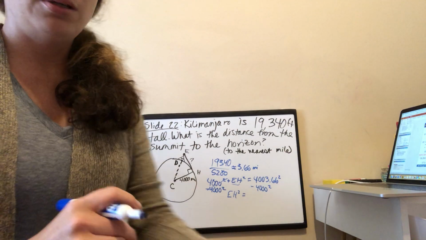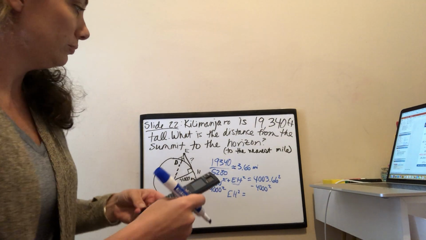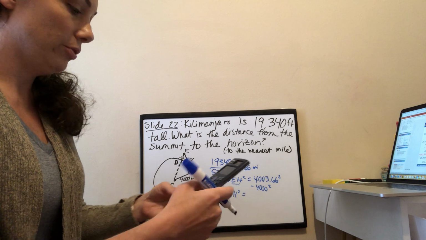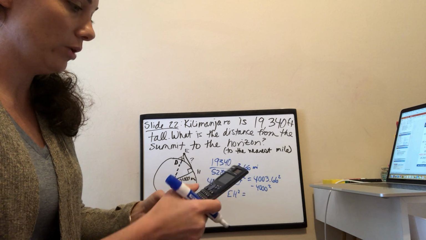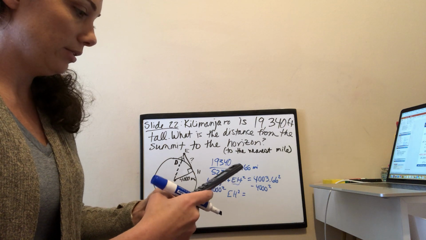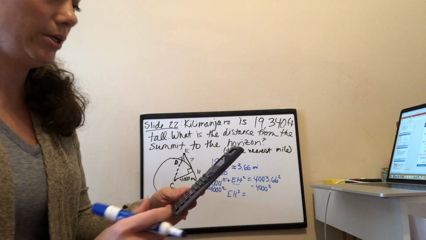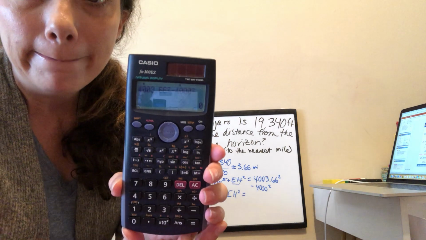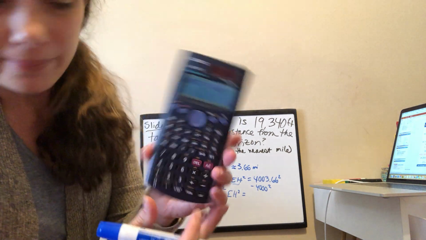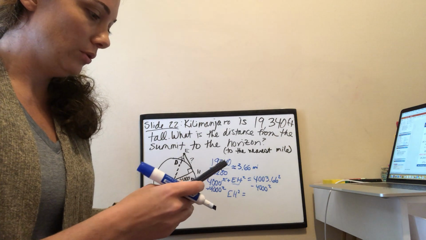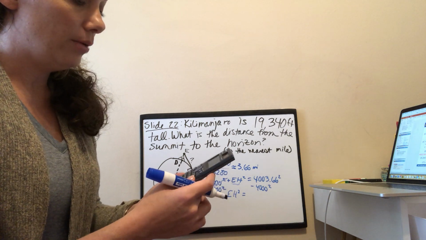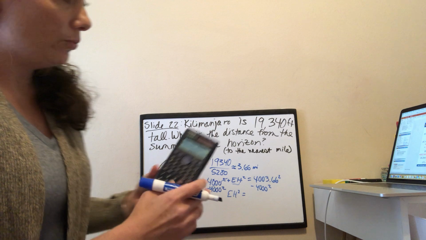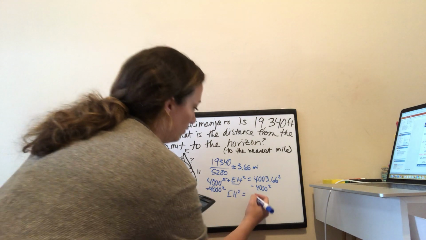And get out my calculator, why not? Okay, so 4,000 plus 3.66 squared minus 4,000 squared. Can you see that? Yeah, okay. Don't want a calculator error to be why we're getting this wrong. You get about 29,000. And what is your last step?